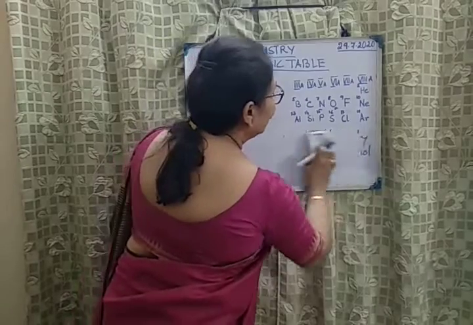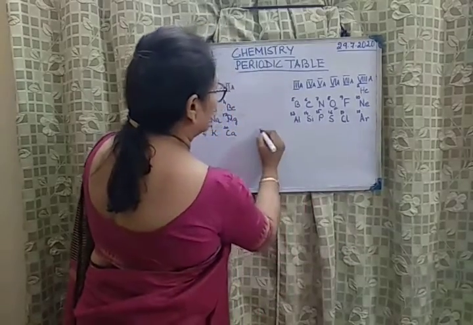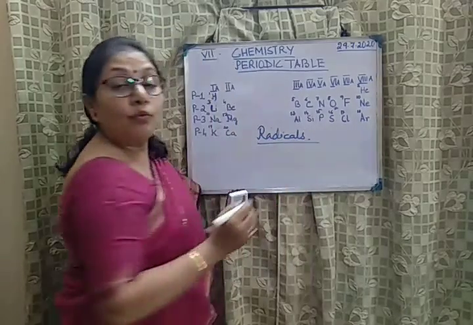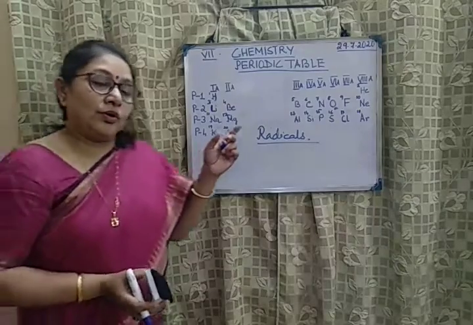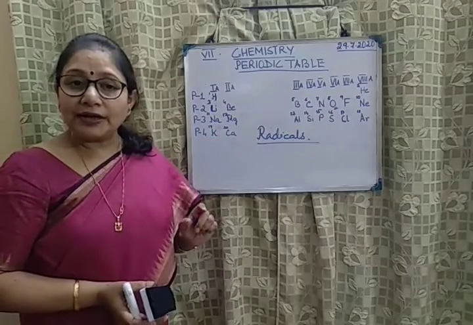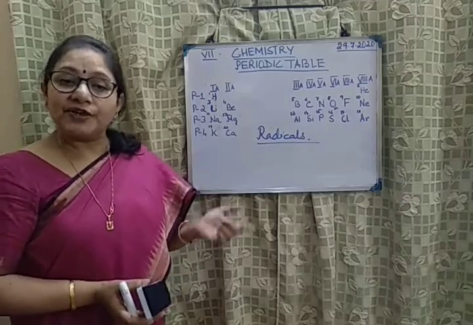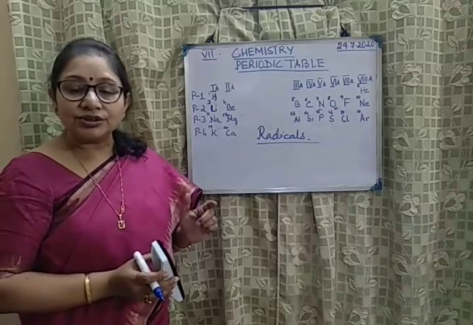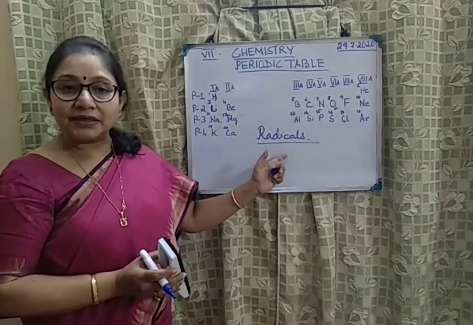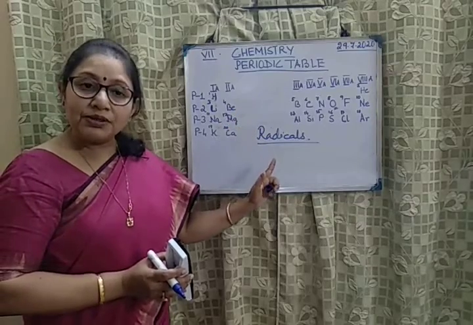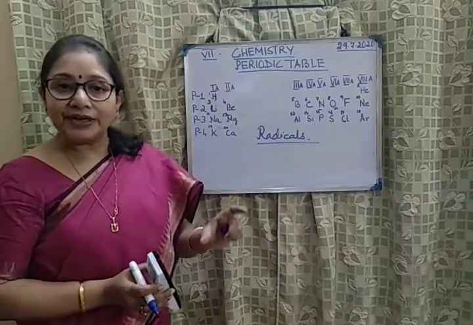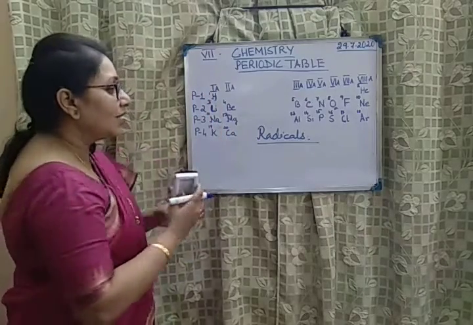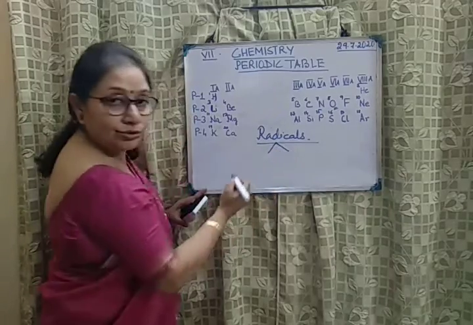Next we come to the term radicals. What are radicals? When an atom of an element or a group of atoms of different elements behave as a single unit and carries a charge on itself, we call them radicals. One atom of an element or a group of atoms of different elements but behaving as a single unit and carrying a charge. Accordingly, we can divide radicals into 2 types.